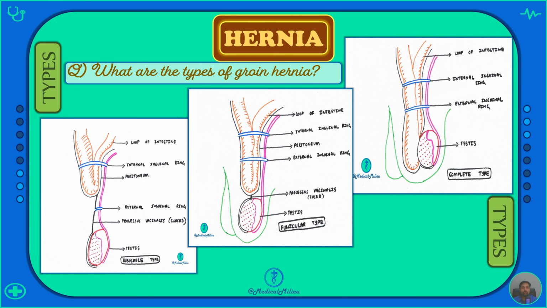In this diagram, you can see all the three types of indirect inguinal hernia. In the bubonocele type, you can see that the hernia sac does not come out through the external inguinal ring. In the funicular type, you can see that the hernia sac comes out through the external inguinal ring but does not reach the bottom of the scrotum, while in the complete type, the hernia sac reaches the bottom of the scrotum.